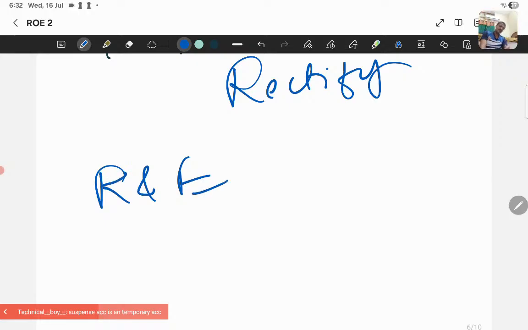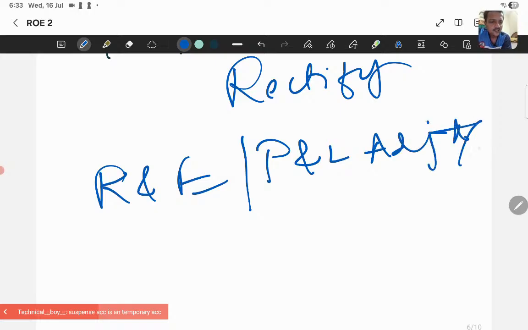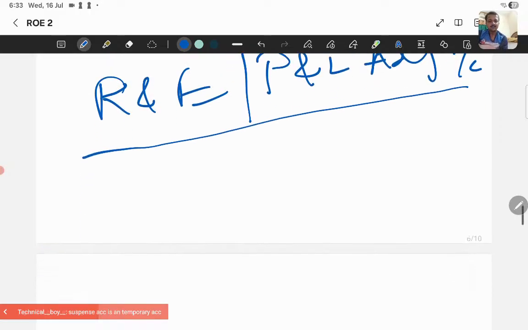Why rectifying any account which involves these two heads, that is revenue and expenses, it will be replaced with the profit and loss adjustment account. It will be replaced with profit and loss adjustment account. You need to remember this. Okay. Let me take an example.